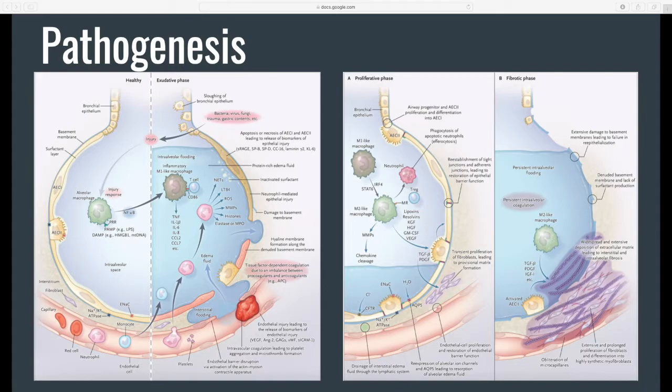The proliferative phase aims to restore tissue homeostasis. There's expansion of fibroblasts and formation of a provisional matrix. And lastly, the fibrotic phase is the one that's strongly associated with the need for mechanical ventilation. There's basement membrane damage and it leads to the development of interstitial and intra-alveolar fibrosis.